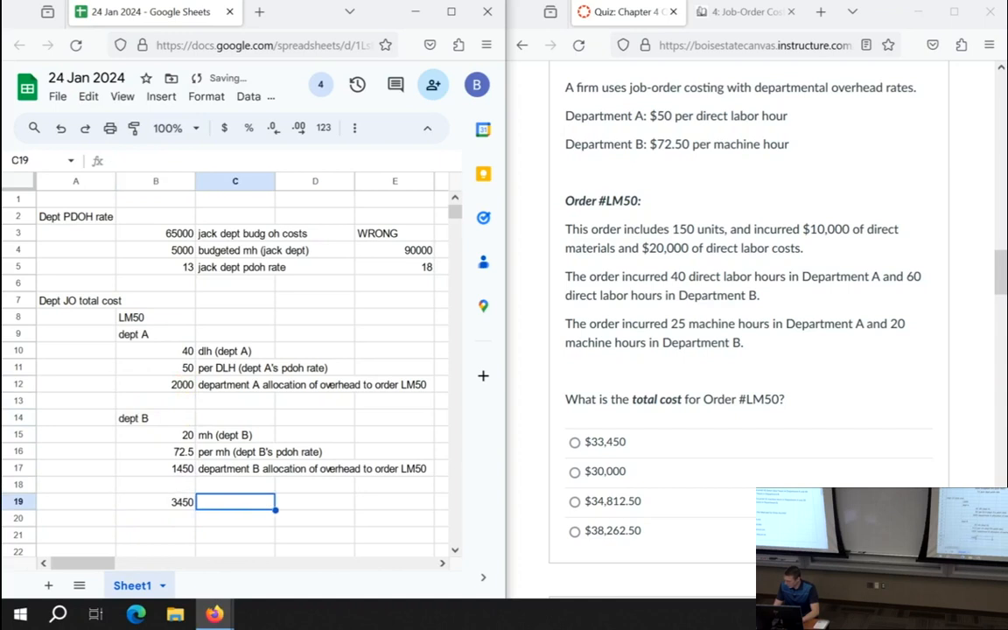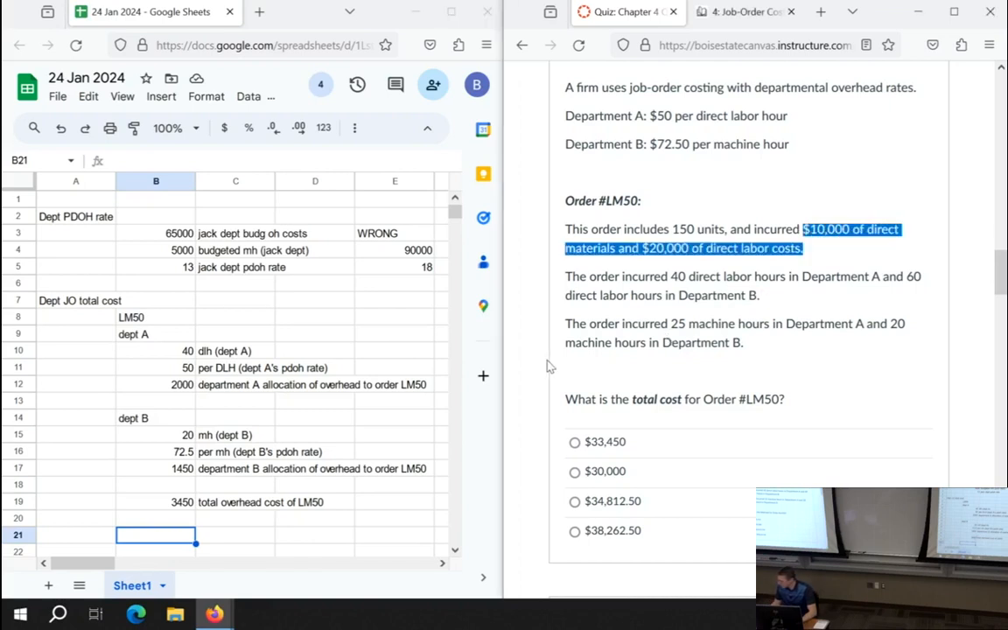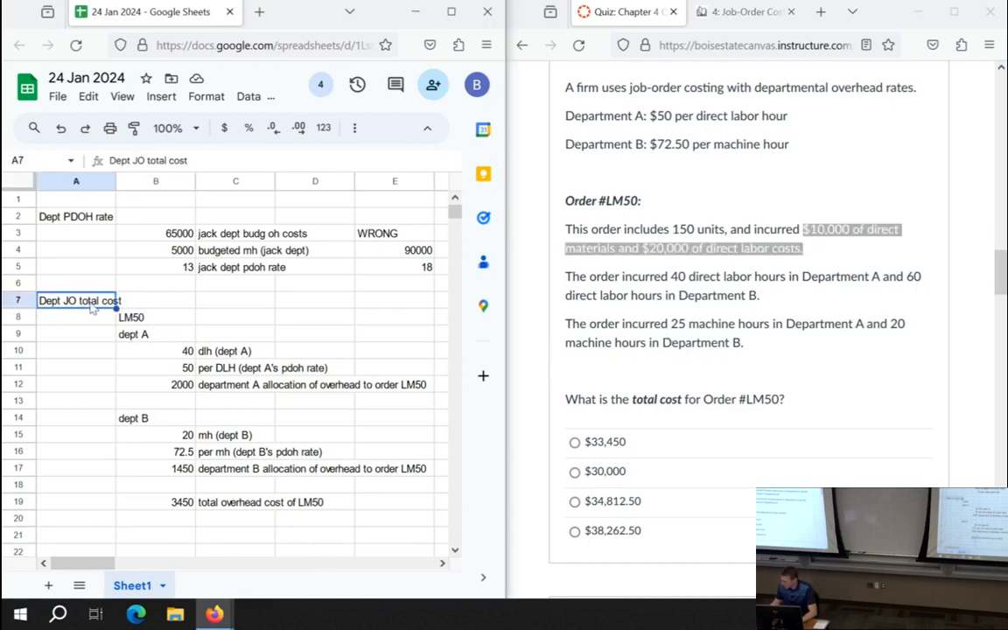Add those together, that's our total overhead, just overhead, of LM50. Now, that's not a perfect number. It's not the perfect amount of responsibility LM50 had of overhead costs that we incurred in our firm. But given the assumptions we're making, which are relatively reasonable, and which are going to get a little more accurate than just randomly assigning it overhead, this is our best guess of how much overhead cost LM50 is responsible for. And we also have this to deal with, some direct costs, because it is asking total cost.